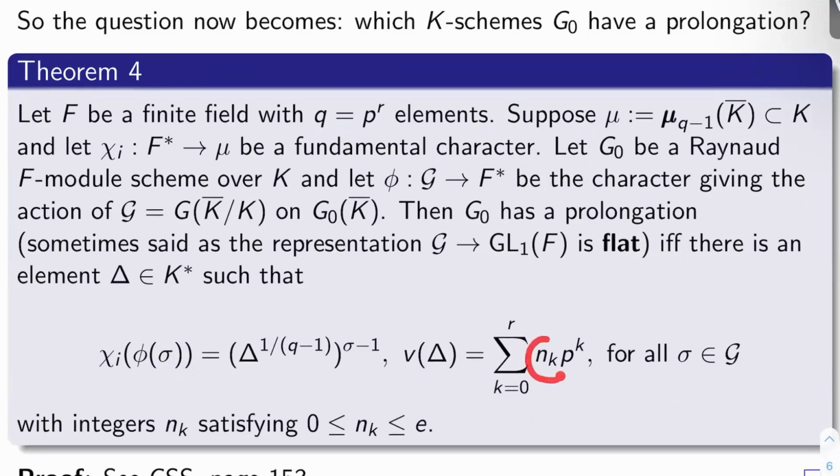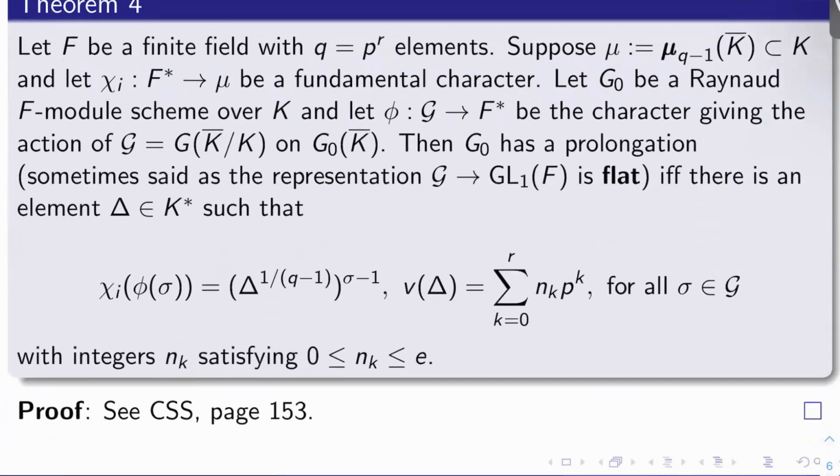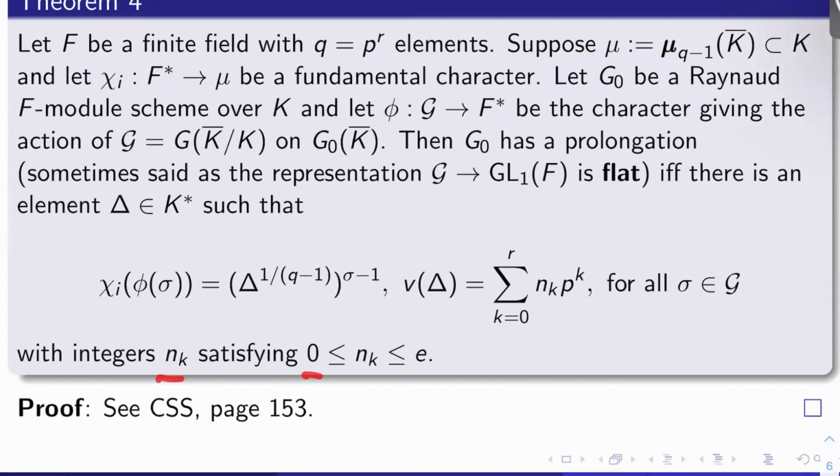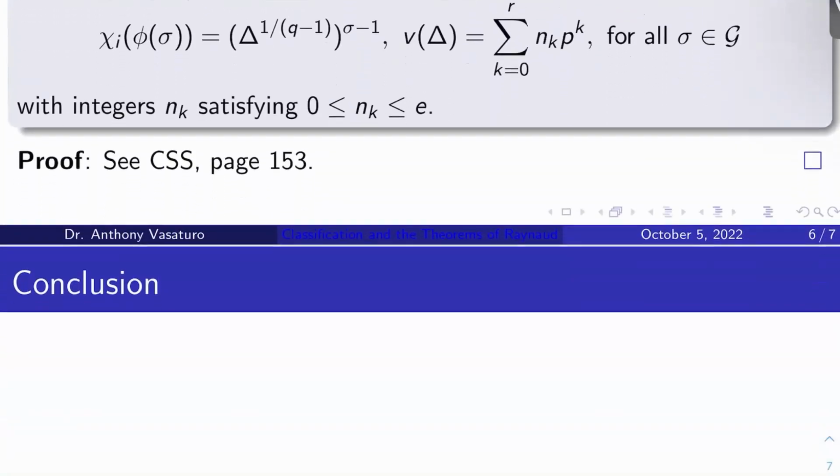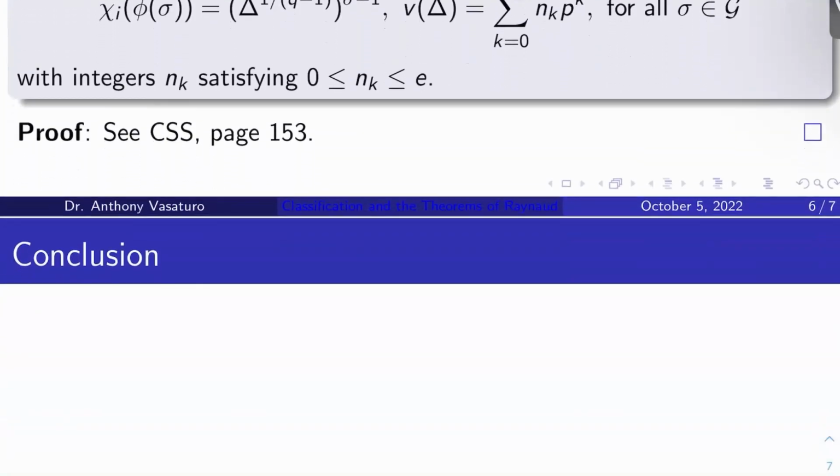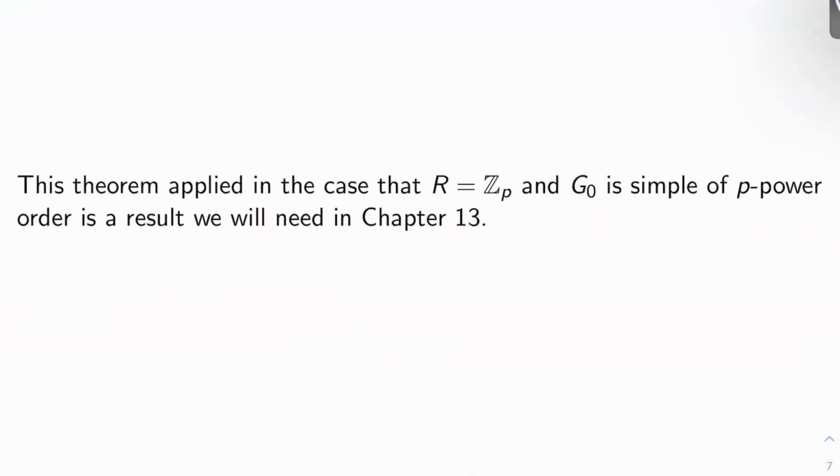And so what are these n sub k's here? Well, they're just integers that are between 0 and e, okay? And so see CSS page 153 for a proof of this, but the conclusion is as follows. Where are we going to use these results? We're going to use them later in chapter 13. Okay, so we're on chapter 5 right now, but we're going to apply this theorem in the case R is Z_p, the p-adic integers, and G naught is a simple group scheme of p power order. Okay, so that's the setup we're going to apply these to.